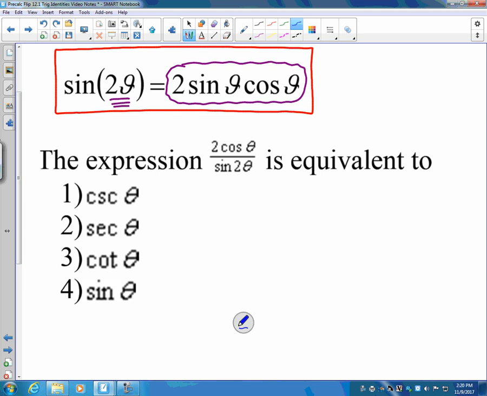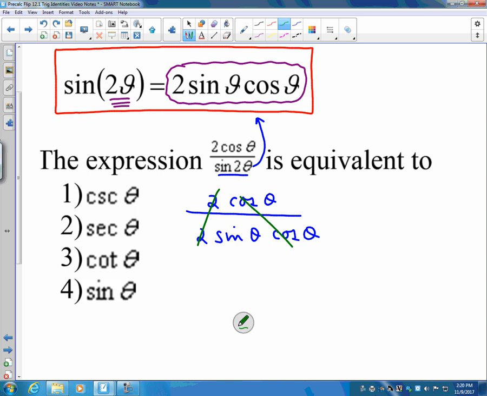Let's do it. Up top here we have 2 times the cosine of theta. On the bottom, guess what we have? We have a double angle formula, the sine of 2 theta. So we can replace the sine of 2 theta with 2 sine theta cosine theta. Once we do that, we can cancel the 2's and we can cancel the cosines. So what's left? Looks like we have 1 over the sine of theta.